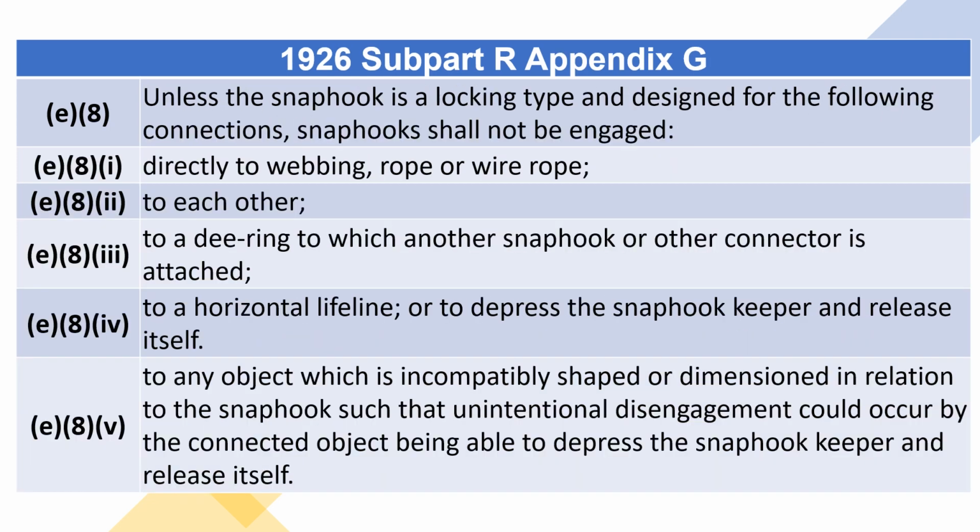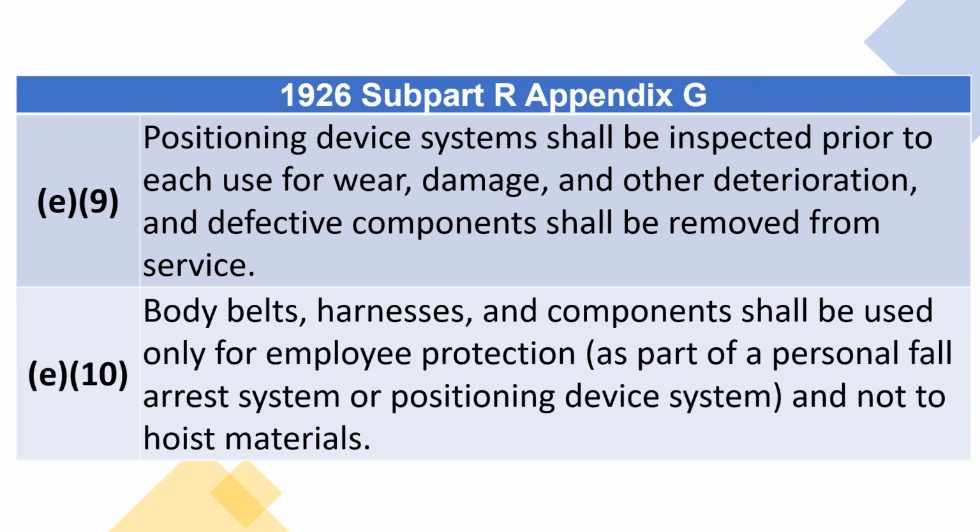E8. Unless the snap hook is a locking type and designed for the following connections, snap hooks shall not be engaged: (i) through (v) directly to webbing, rope or wire rope; to each other; to a D-ring to which another snap hook or other connector is attached; to a horizontal lifeline; or to any object which is incompatibly shaped or dimensioned in relation to the snap hook such that unintentional disengagement could occur by the connected object being able to depress the snap hook keeper and release itself. E9. Positioning device systems shall be inspected prior to each use for wear, damage, and other deterioration, and defective components shall be removed from service. E10. Body belts, harnesses, and components shall be used only for employee protection, as part of a personal fall arrest system or positioning device system, and not to hoist materials.